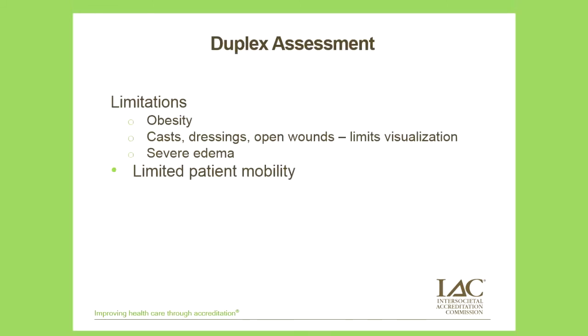And it's long been known that there are limitations for the duplex based on obesity. Obviously, if there's a cast, it can't be done. An open wound is a little more difficult. You can put some plastic saran wrap over it so that you have a barrier there and you're not over an open wound. But it is difficult, and limited patient mobility is secondarily a huge limitation.